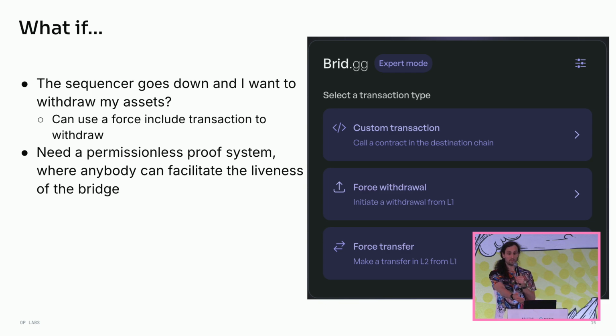So yeah, there's actually a UI that enables this. If you go to bridge.gg you can arbitrarily interact with any L2 contract directly from L1.